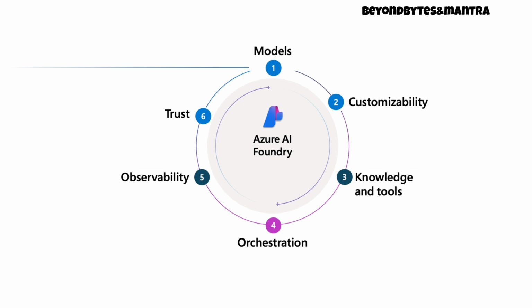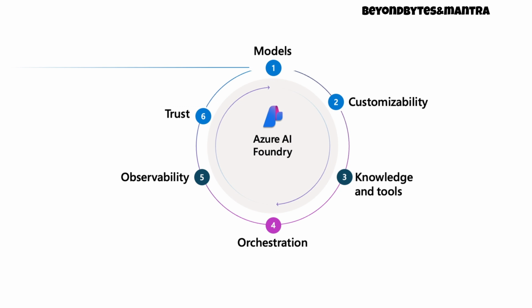Now, fundamentally, AI Foundry is divided into these six segments as to how it operates. The fundamental thing is models, and then customizability, knowledge and tools, orchestration, observability, and trust. So these are the six fundamental blocks that govern Azure AI Foundry. Models, as I have mentioned earlier, are like Azure OpenAI, GPT-4o, GPT-5, embeddings, ADA, and others. And in terms of customizability, you can put RAG and model fine-tuning into it; AI Foundry allows you those capabilities.